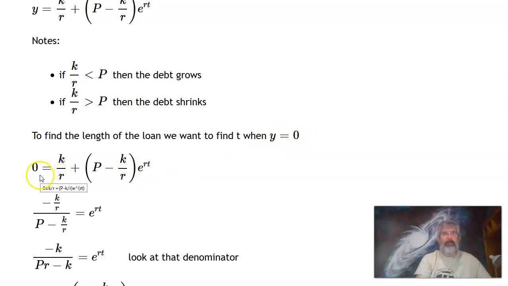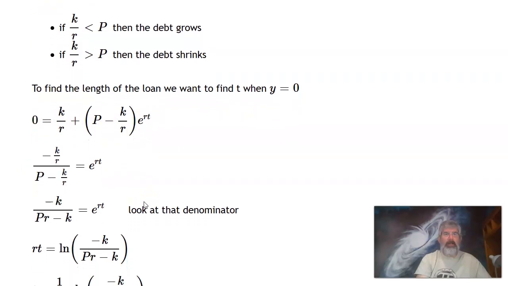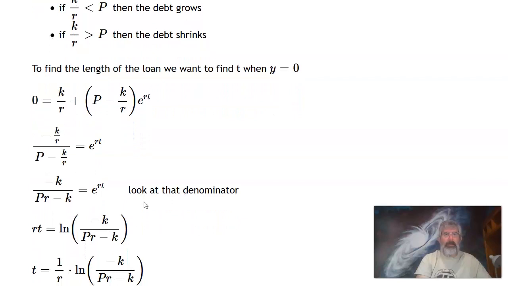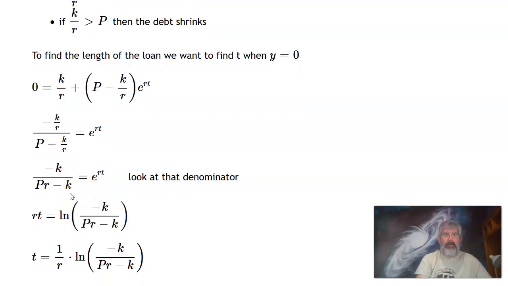So I plug 0 in for y and solve for t, and I end up with, let's see, so what happens here? Move this over to the other side, divide by that stuff, simplify that fraction. The way I simplify that fraction is I multiply top and bottom by r, so I'm multiplying by 1, but the top gets multiplied by r and the bottom gets multiplied by r, and the over r's cancel out. Actually, look at this denominator that I end up with here.